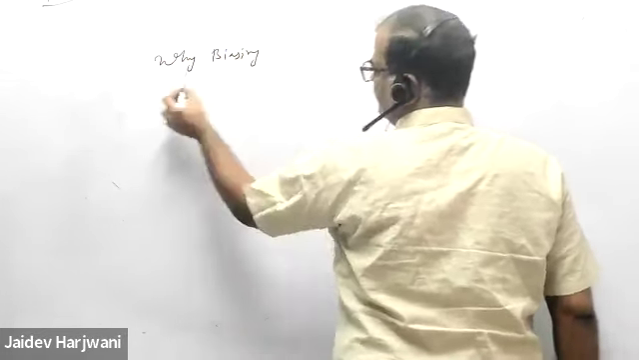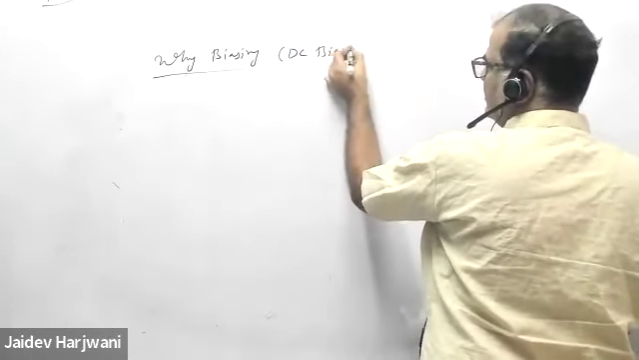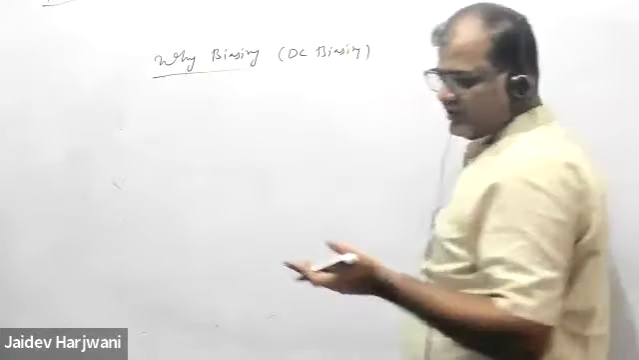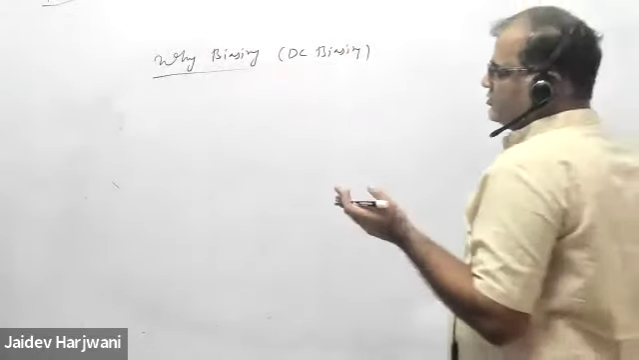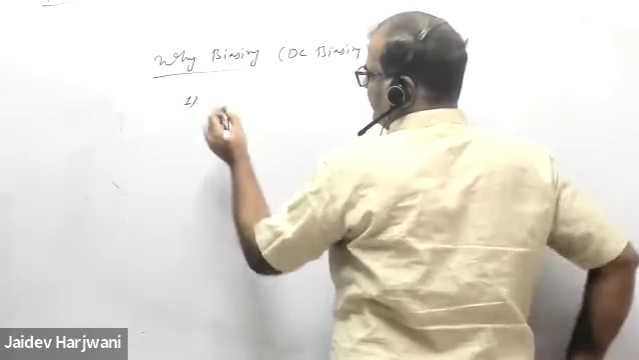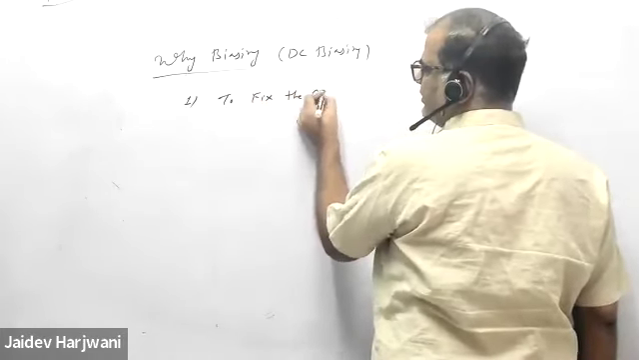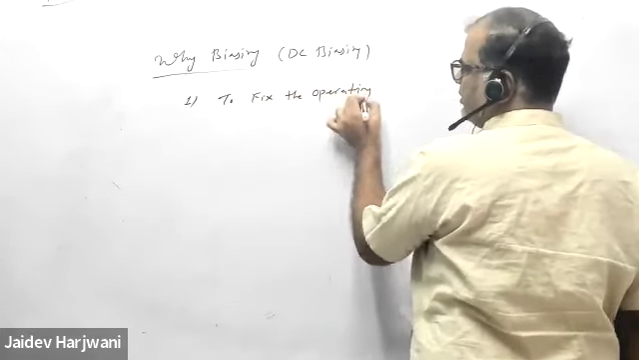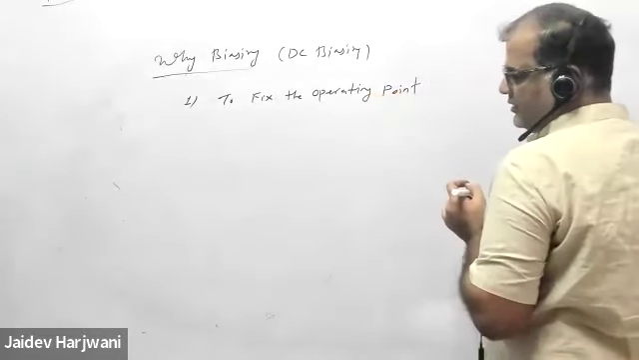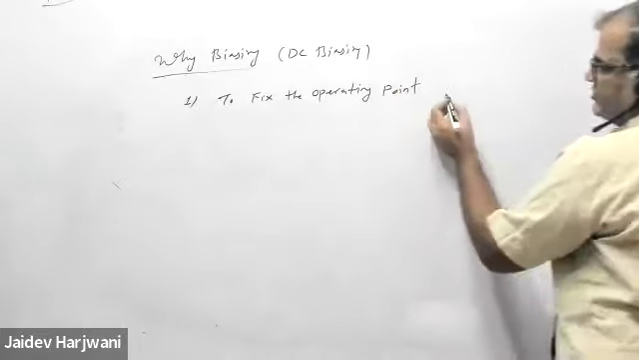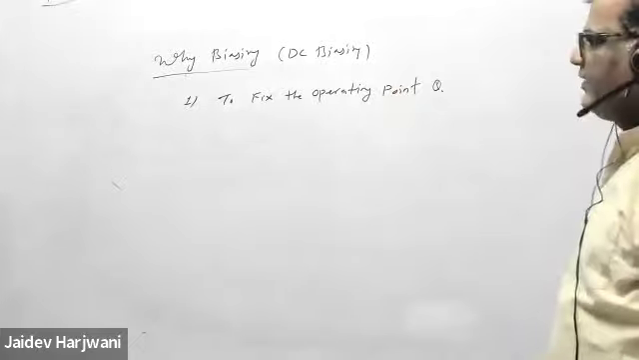Why are biasing circuits required? I'm talking about DC biasing. Biasing is required first of all because I want the transistor to work in active, cutoff, or saturation region. Number one, to fix the operating point Q, according to my application.